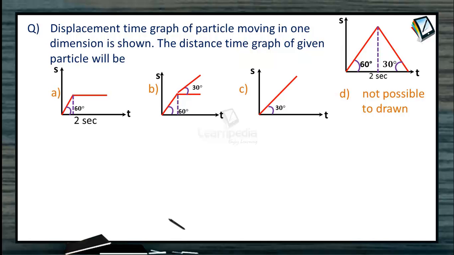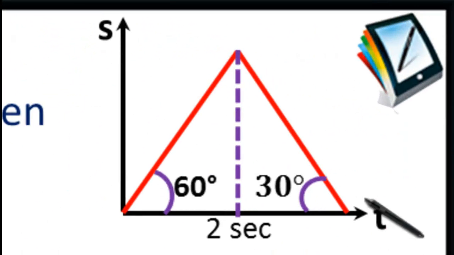Question. The displacement-time graph of a particle moving in one dimension is shown. The distance-time graph of the given particle will be... This is our displacement-time graph.